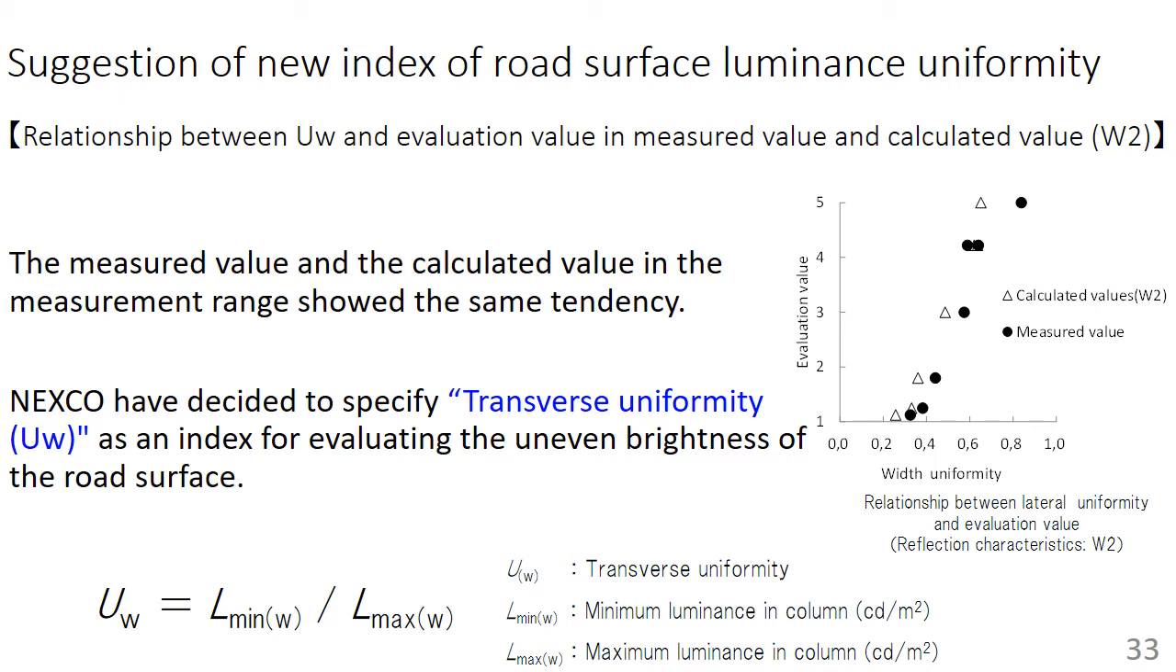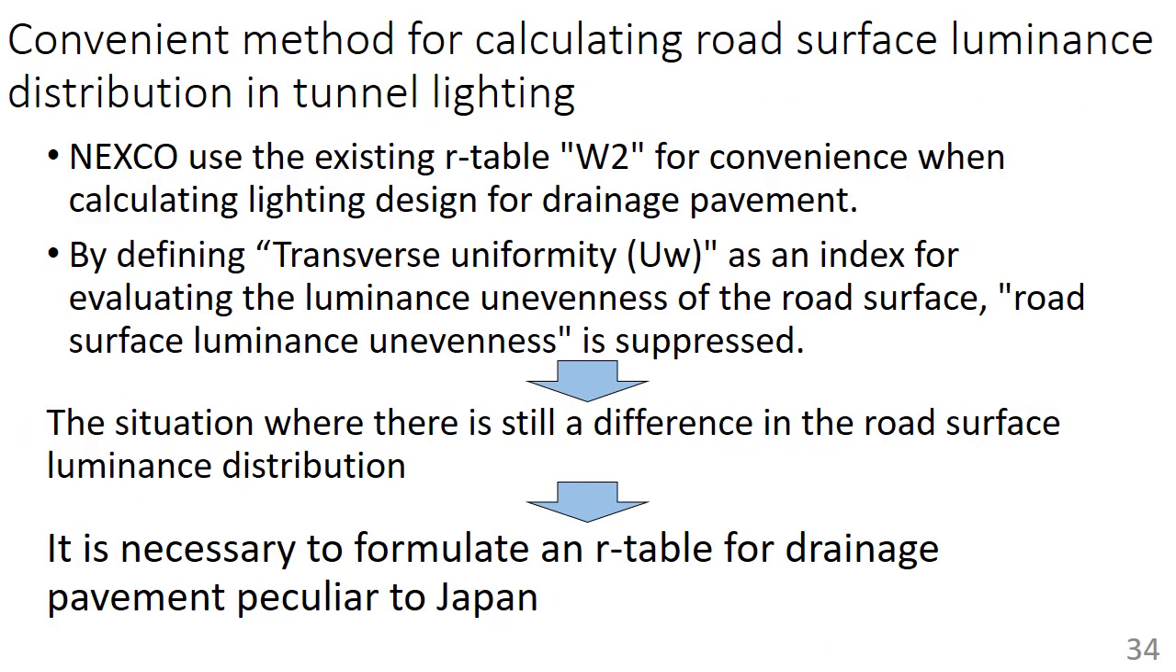NEXCO have decided to specify UW as an index for evaluating the uneven brightness of the road surface. NEXCO used the existing W2 table for convenience when performing lighting design calculation on drainage pavement. In addition, road surface luminance unevenness is suppressed by defining transverse uniformity (UW) as an index for evaluating road surface luminance unevenness.